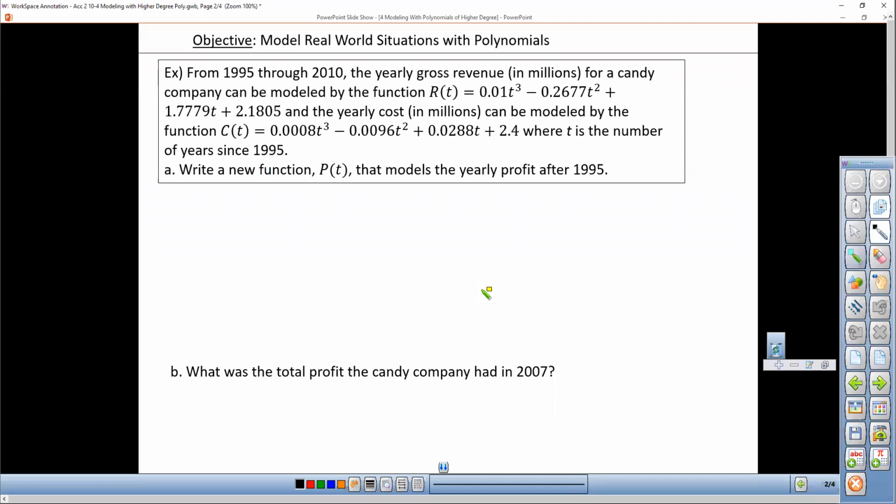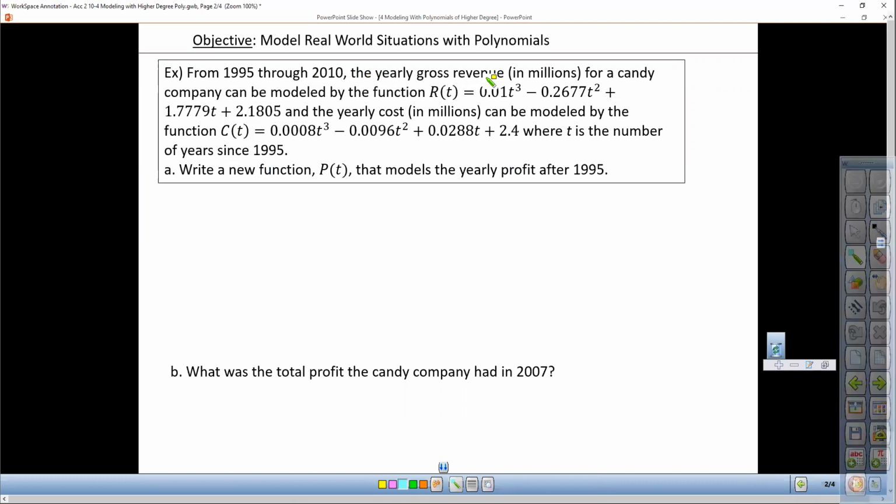All right, so let's take a look at this next example. Again, got a bit of reading here. So it says from 1995 through 2010, the yearly gross revenue in millions for a candy company can be modeled by the function R of t. And the yearly cost in millions can be modeled by the function C of t, where t is the number of years since 1995. So part A says that we are to write a new function, P of t, that models the yearly profit after 1995.